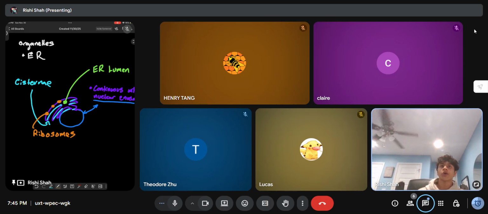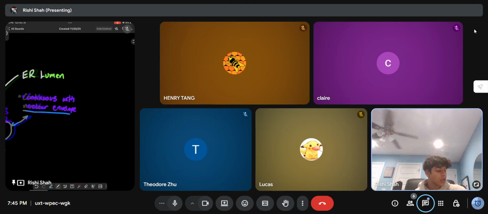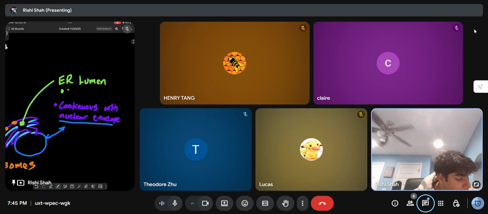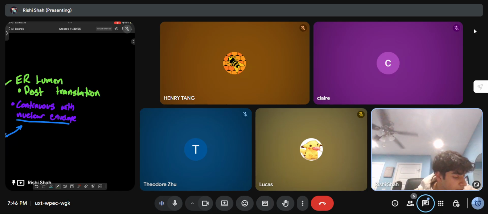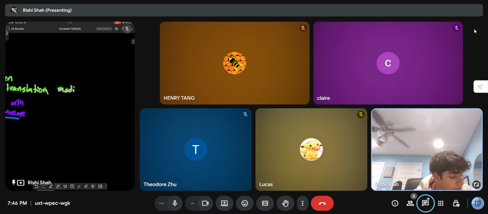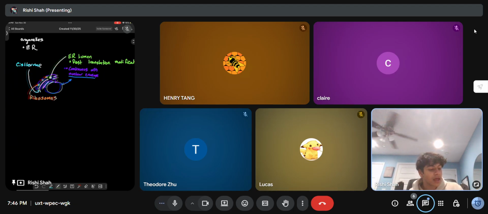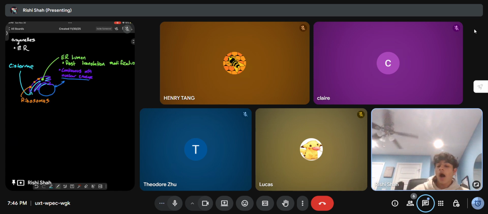Remember how we talked about in the rough ER, there are enzymes that are constantly changing, adjusting, and making post-translational protein modifications. So let's write that down over here. Post-translation modifications. Sorry if you guys have a little trouble reading my handwriting. Anyways, so, what do these include?